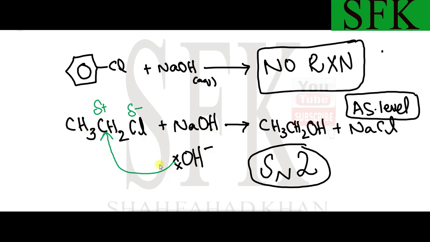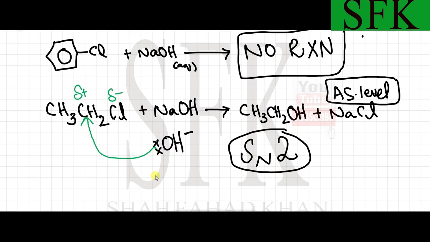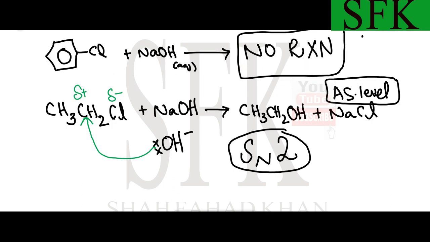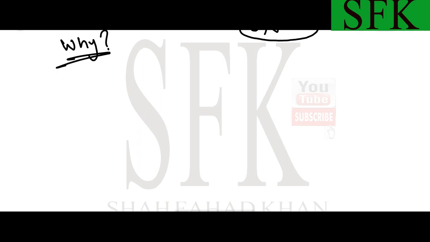Now, how did this nucleophilic substitution reaction occur in the alkyl halide but is not possible in chlorobenzene? Why is this reaction not possible? This is important, the why is important. To see why, we are going to need to look at the structure of chlorobenzene in a bit more detail.